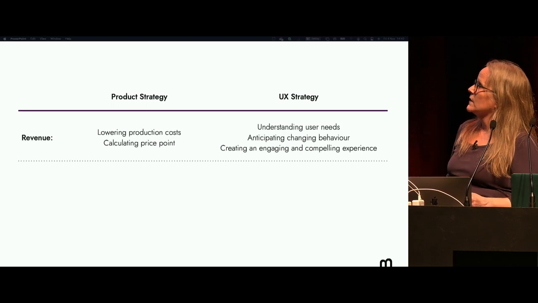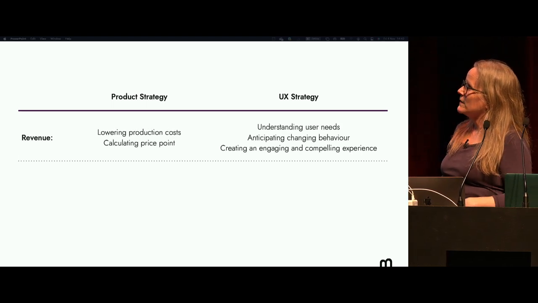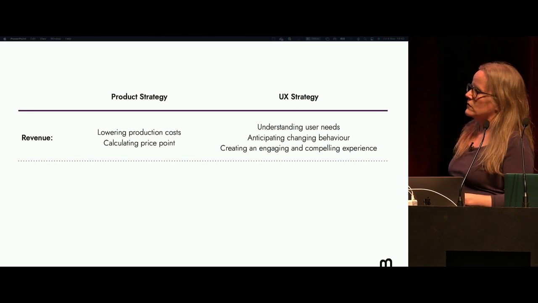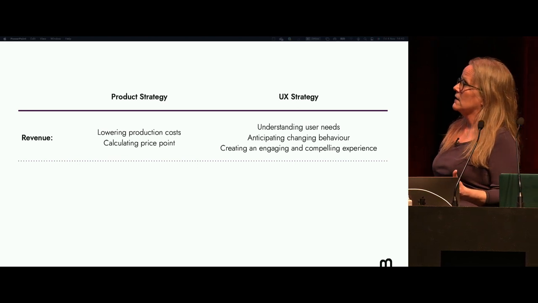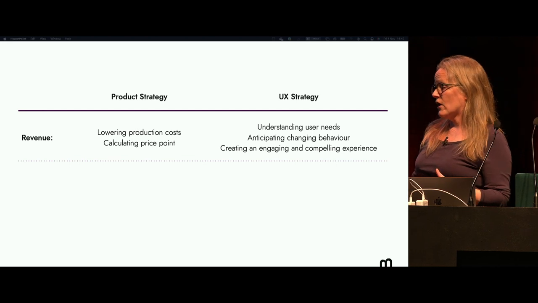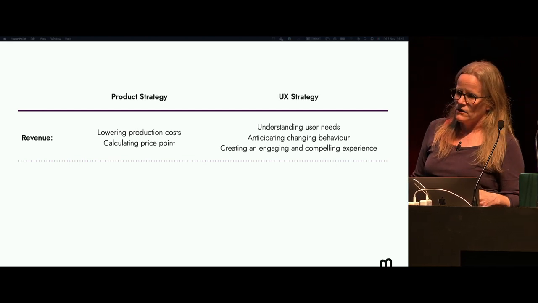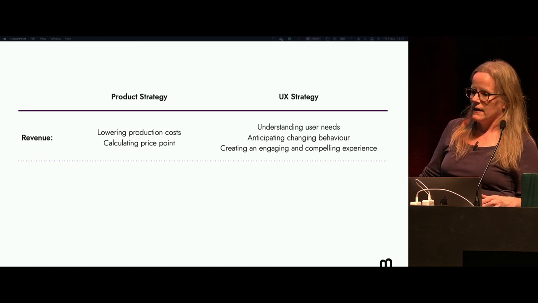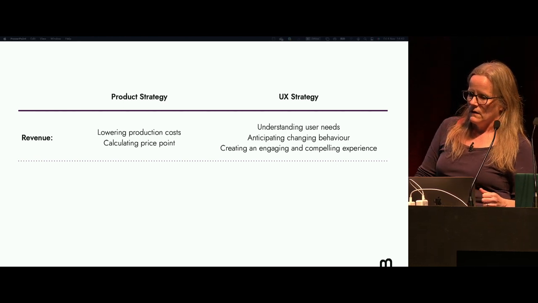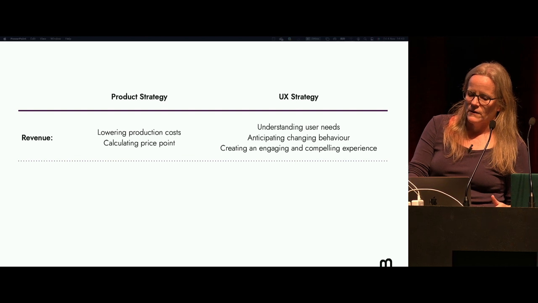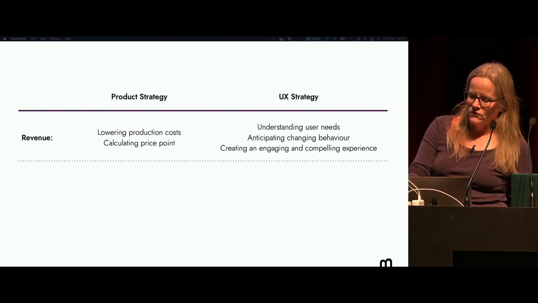So revenue. Product strategy might be looking at lowering the production costs. How do we create the thing? How do we know how much to charge for the thing? UX strategy is much more about understanding user needs and anticipating, again, their changing behavior and creating the experience that's going to engage and compel.